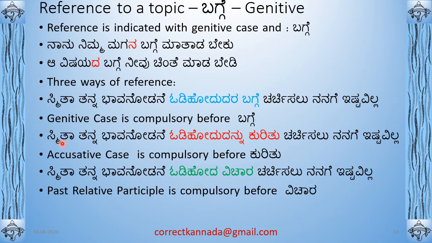Then the next form is Smita tanna bhavanodane odi hodudanu kuritu ಚರ್ಚಿಸಲು ನನಗೆ ಇಷ್ಟವಿಲ್ಲ. Now instead of bagge we can use kuritu, but you are forced to use accusative case here, meaning dvitiya vibhakti for the noun. Odi hodudanu kuritu, about it. So anu kuritu is equivalent to bagge.